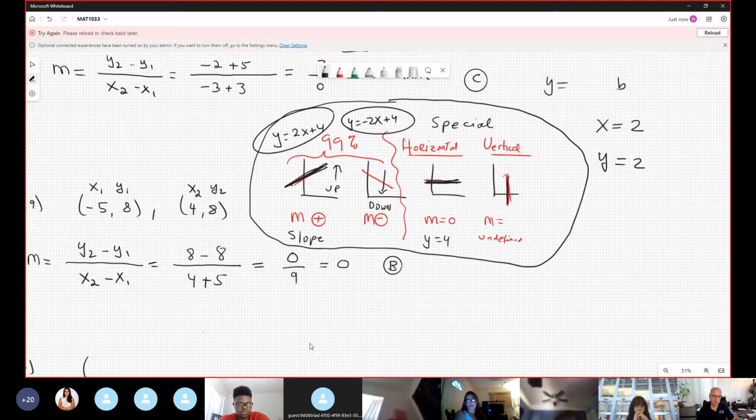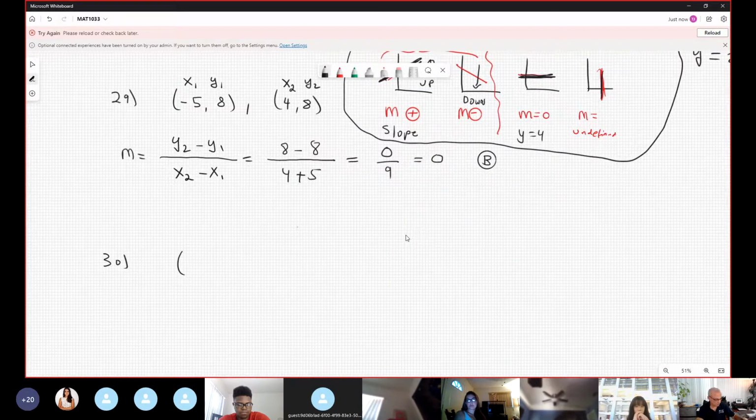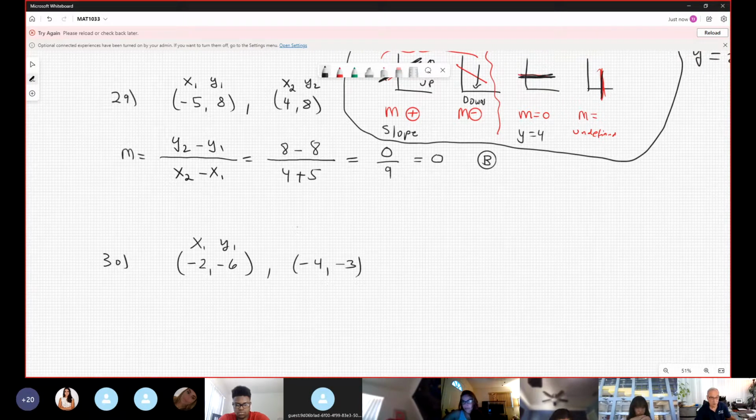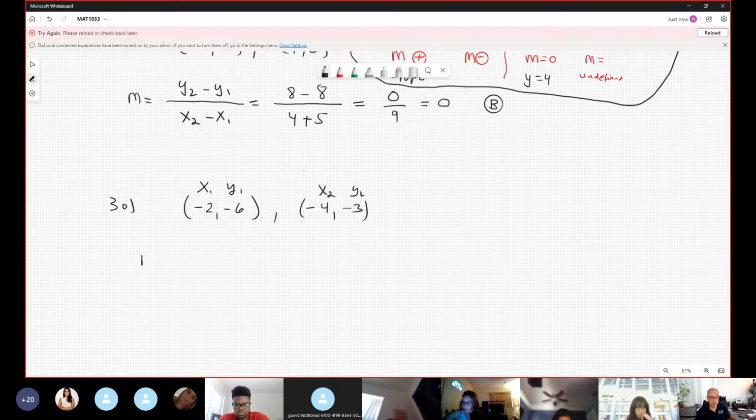It's important in mathematics, the geometric interpretation. You need to understand how it looks graphically, geometrically. Okay, 30, say, negative 2, comma, negative 6, comma, negative 4, comma, negative 3. In this example, always 2 points are given, and you call them point 1 and point 2, each component. The first component always is x, the second component always is y. And substitution in the formula.